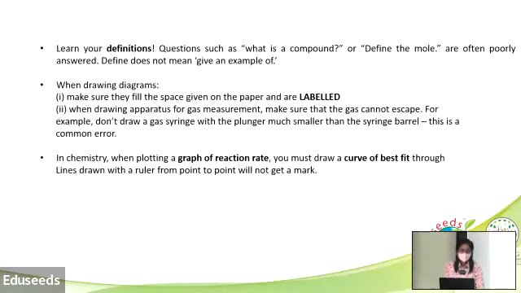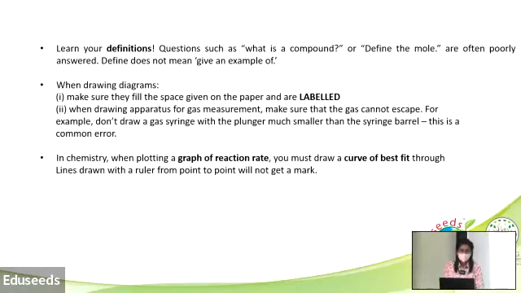Next one, when you are drawing a diagram, make sure you fill the space given on the paper and you need to label your diagram. And when you are required to draw any apparatus for gas measurement, make sure that the gas cannot escape. It means you draw a gas syringe with a plunger much smaller than the syringe barrel. So this is a common error. Although it's a very tiny mistake, please take note.